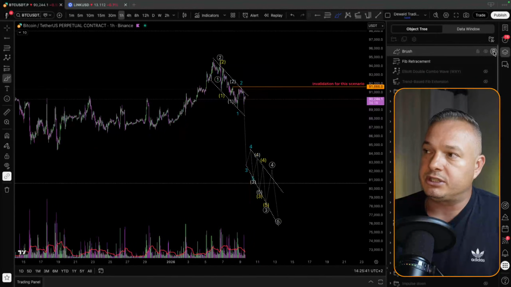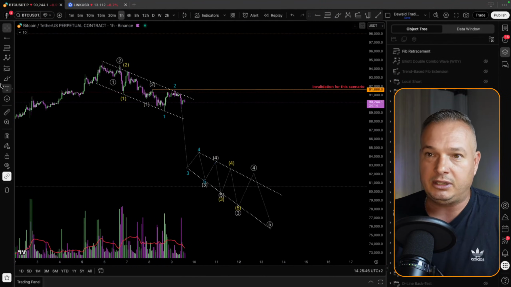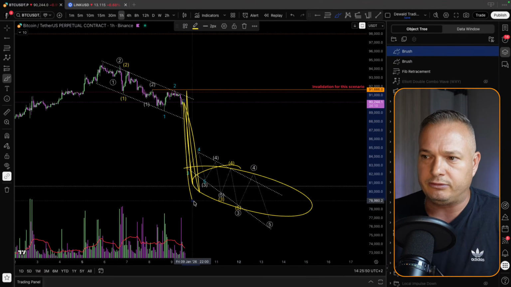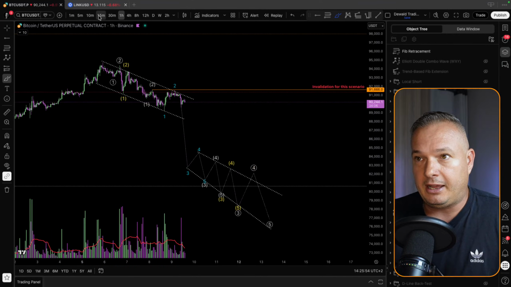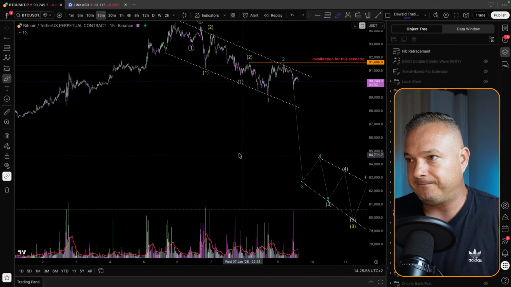Now you might be asking yourself the question, well, how do I short this? I want to take advantage. I don't want to just long here. I want to short this move. So then I have to go here onto the smaller time frame, the 15-minute time frame.